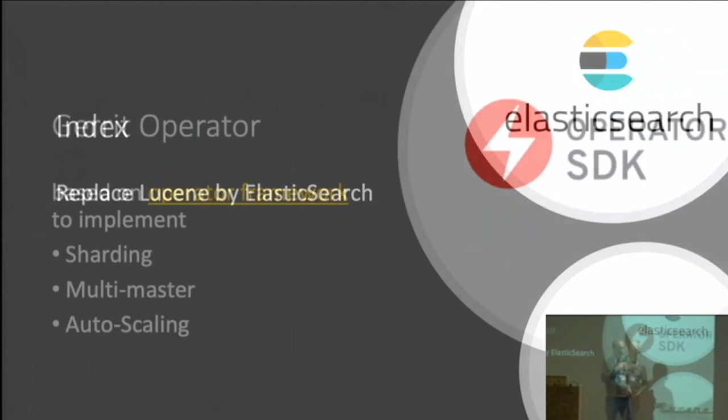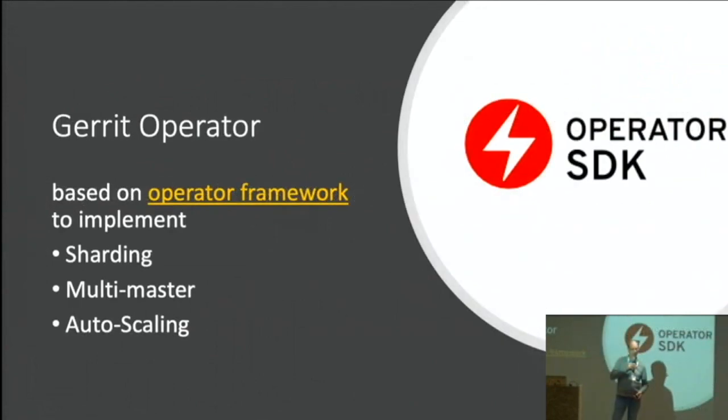That's pretty obvious. We think that over time we will probably implement the Gerrit operator in order to implement the more complex stuff like sharding, multi-master, and things like auto-scaling, where you need application-specific knowledge in order to decide when to add more resources or to remove resources if the load goes down.